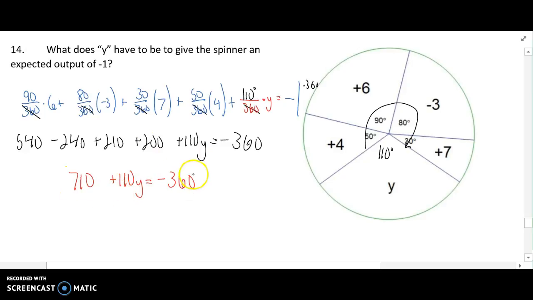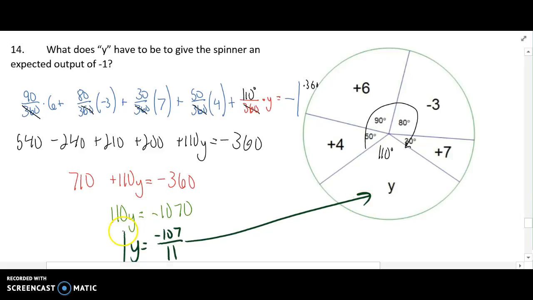And then if we subtract 710 from both sides, we get 110y is equal to negative 1070. Divide both sides by 110, and that would give us that y is equal to negative 107 over 11. As a decimal, it was negative 9.72 repeating, but here is an exact value. So while it's not exactly a pleasant number, y would have to be equal to this so that the expected output would be equal to negative 1.